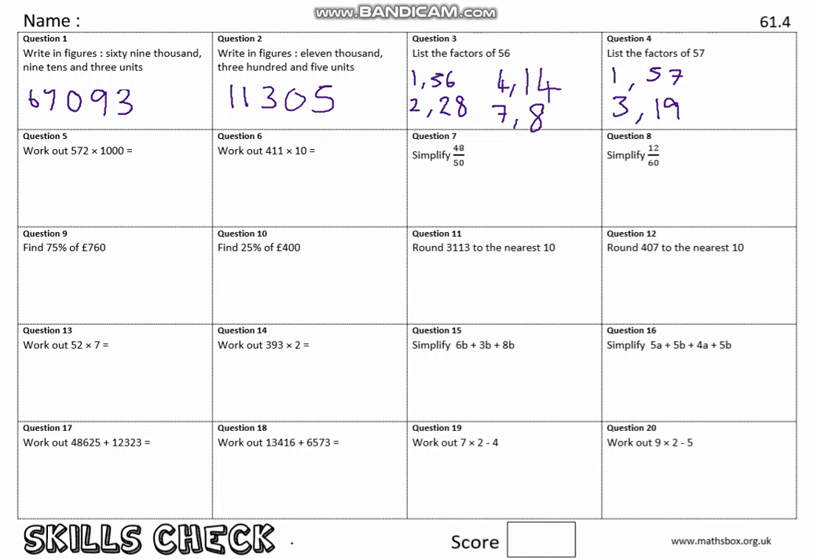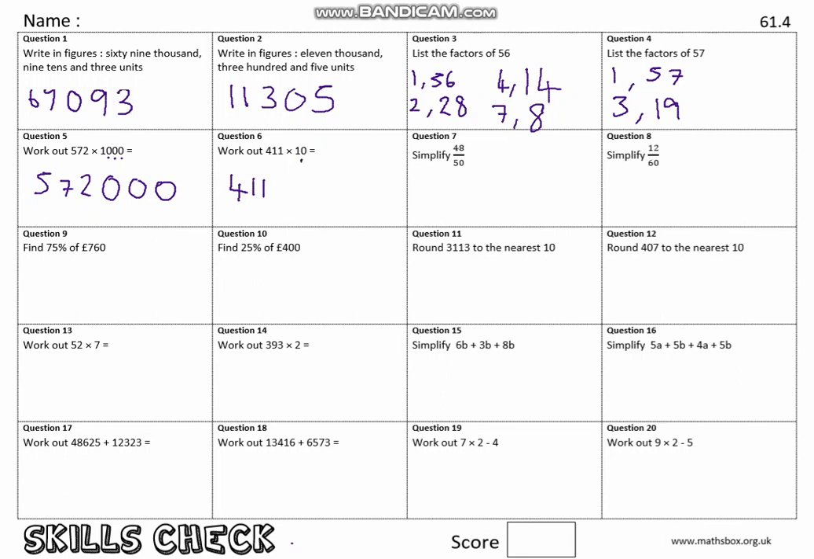So on to question 5. We've got 572. So we'll write that out. And then we've got to times it by 1,000. So we've got 1, 2, 3 zeros. So we'll add those to the end. And there we've got our final answer, 572,000.